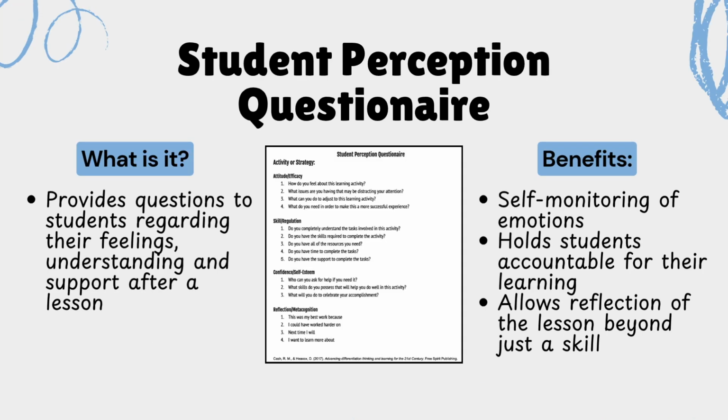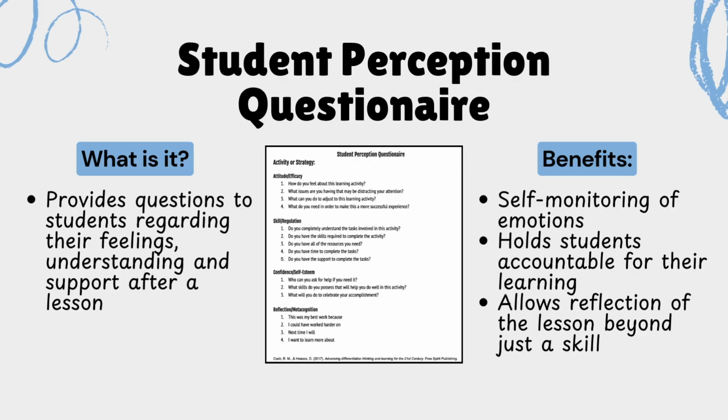Another strategy that we can use is student perception questionnaire. A student perception questionnaire is very similar to the levels of understanding. However, this gives more in-depth questions for students regarding their feelings, understandings, and support after a lesson. Using this may help teachers understand more where students were struggling.